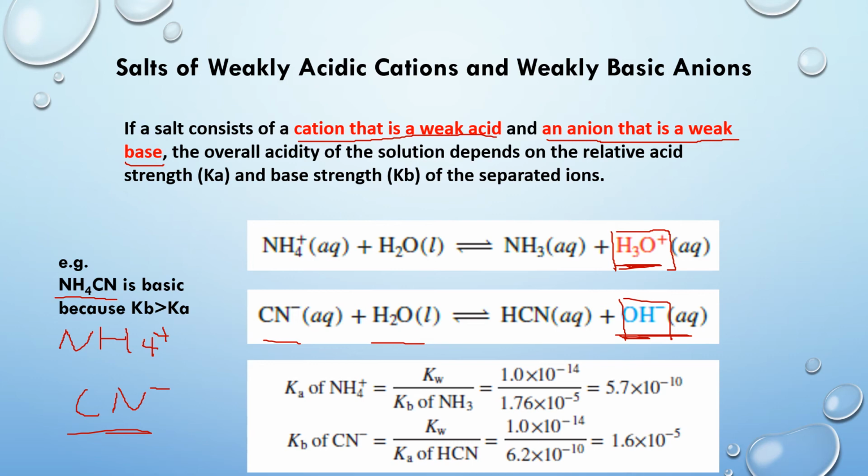In this case, because the Kb value for cyanide is higher than the Ka value for the ammonium, so the values are given here. Because Kb is greater than Ka, that means you have more hydroxide generated than the proton generated. So overall, you have more hydroxide, so that will make the solution basic. If you have another salt that contains a weak acid and base, and the Ka value is greater than Kb, the solution will be acidic.